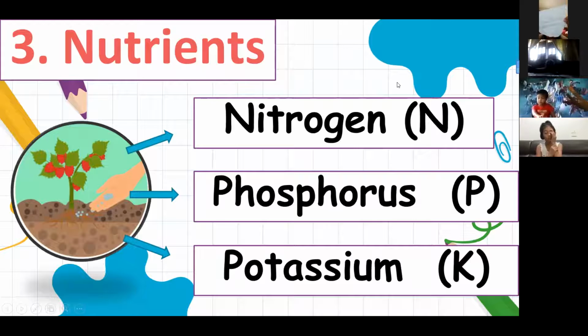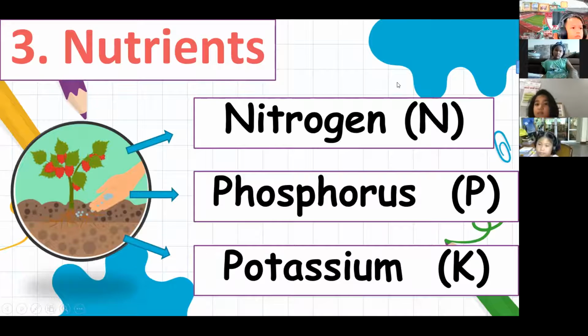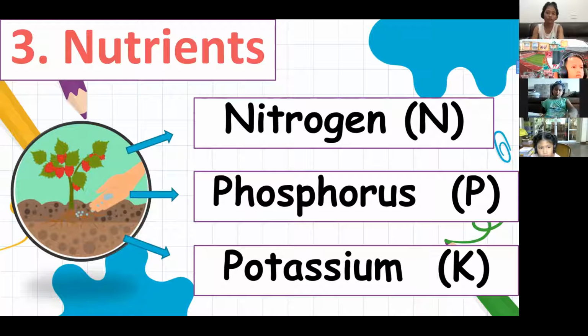Okay, last. Who wants to read those nutrients again? Nitrogen. Number two. Again, phosphorus. Phos, for, rus. Phosphorus.